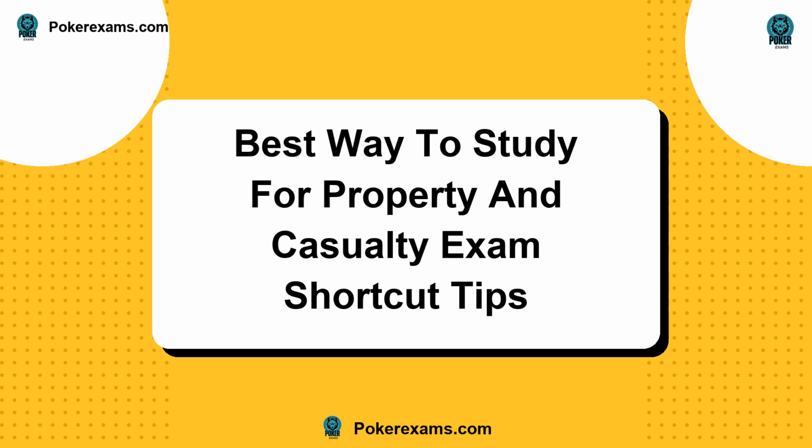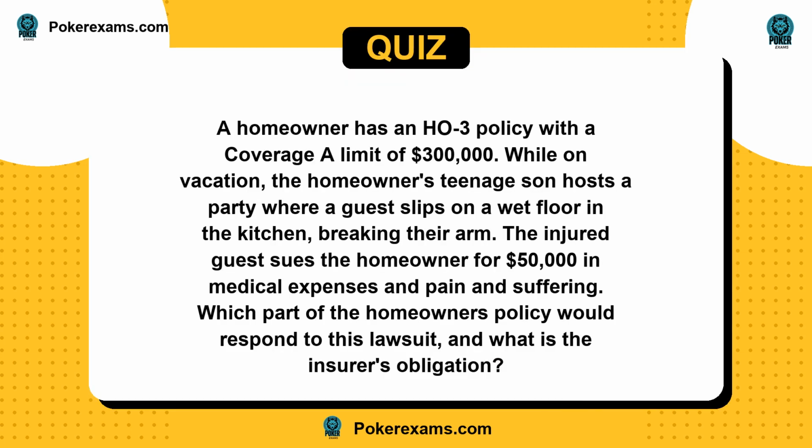Welcome to the quiz. A homeowner has an HO3 policy with a coverage A limit of $300,000. While on vacation, the homeowner's teenage son hosts a party where a guest slips on a wet floor in the kitchen, breaking their arm. The injured guest sues the homeowner for $50,000 in medical expenses and pain and suffering. Which part of the homeowner's policy would respond to this lawsuit, and what is the insurer's obligation?